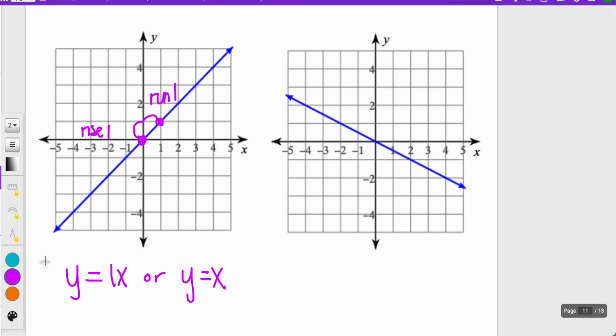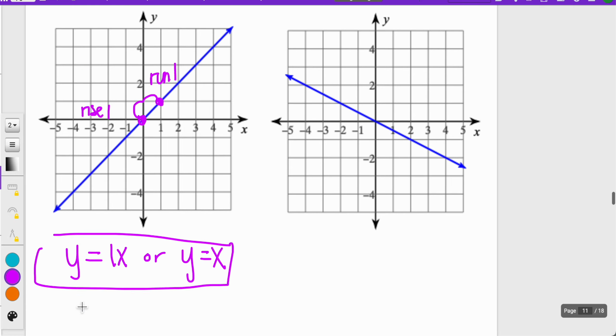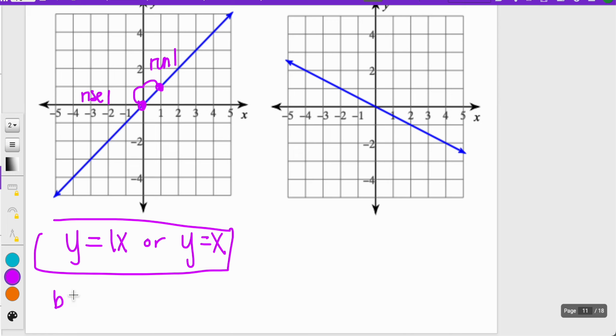Keep in mind we're not doing any plus b, which is our y-intercept, because b, being the y-intercept, is equaling 0. That's where it's crossing over the y-axis. So anytime I add 0, if I added 0 to this, y is equal to 1x plus 0, it's still going to be 1x. So that's why I'm not adding it in at all.